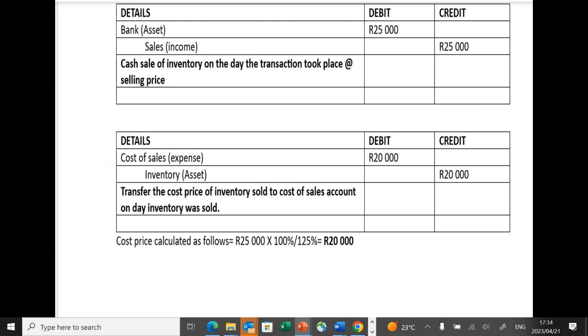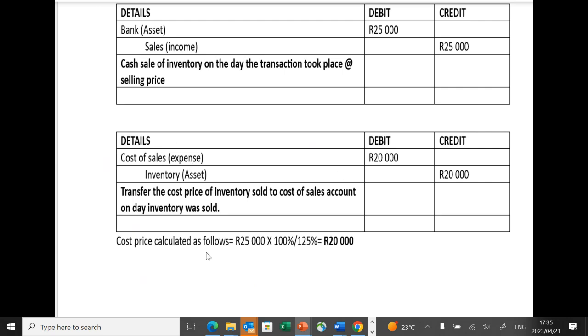The second journal entry that we need to do for this transaction is that we need to account for the cost of sales, because the inventory that we have sold now needs to be reduced from the inventory account. So we're going to credit our inventory. Our inventory is an asset. It decreases on the credit side by how much? By 20,000. What are you going to debit then? Your cost of sales, which is an expense account, of 20,000.